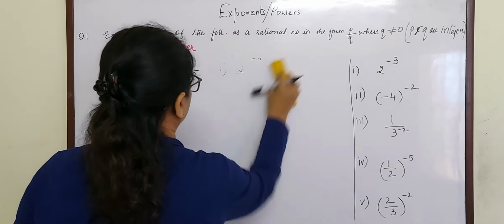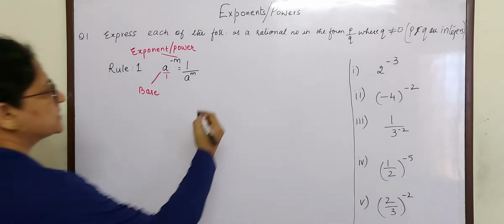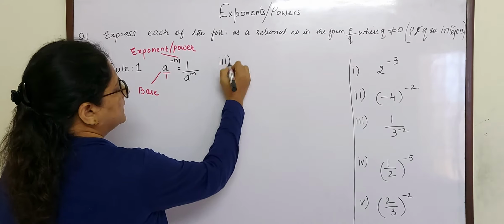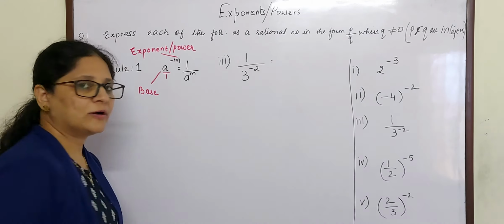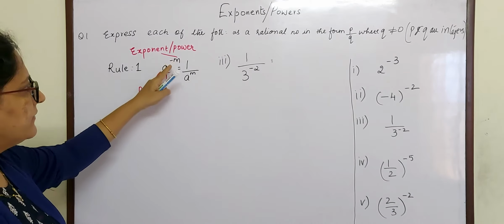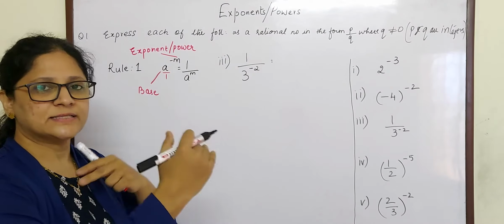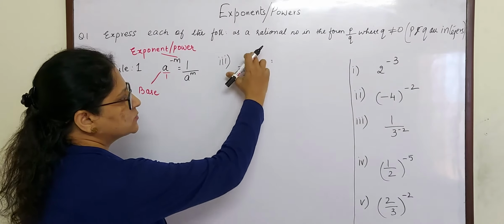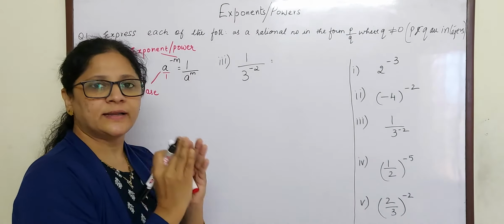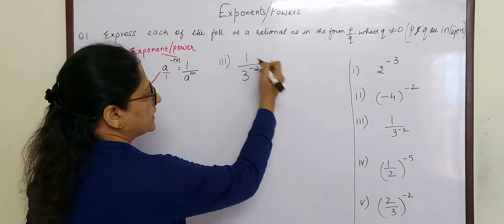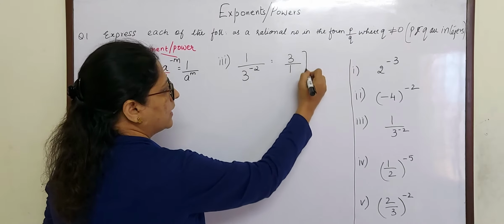It is 1 by 3 raised to minus 2. Now 1 by 3 raised to minus 2. So what have we learnt? That whenever there is a negative exponent, to change it to positive, reciprocal. Now here this is 1 by 3. So base is 1 by 3 and exponent is minus 2. So the reciprocal of 1 by 3 is 3 by 1, the whole.